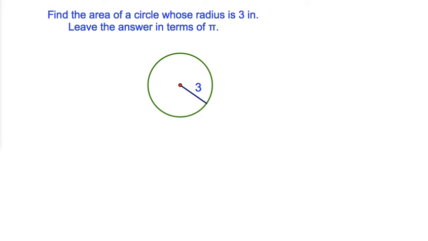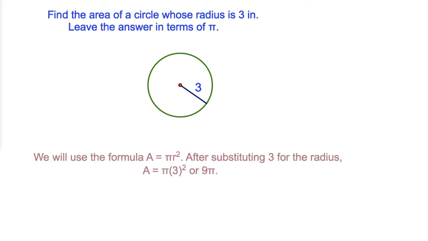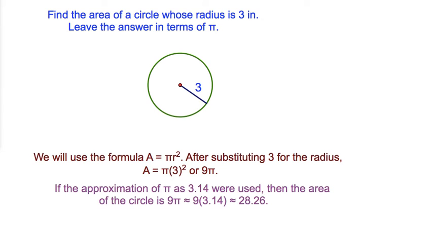Problem number 1. Find the area of a circle whose radius is 3 inches. Leave the answer in terms of pi. Solution. We will use the formula A is equal to pi r squared. After substituting 3 for the radius, A is equal to 9 pi. If the approximation of pi as 3.14 were used, then the area of the circle is equal to 9 pi, approximated as 28.26.